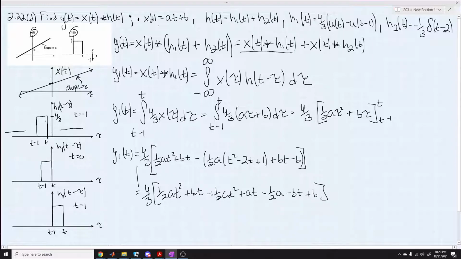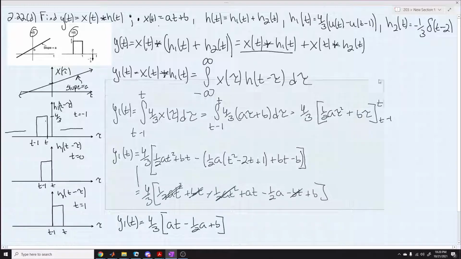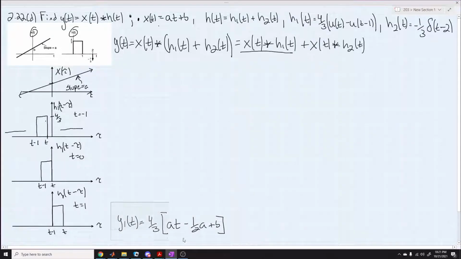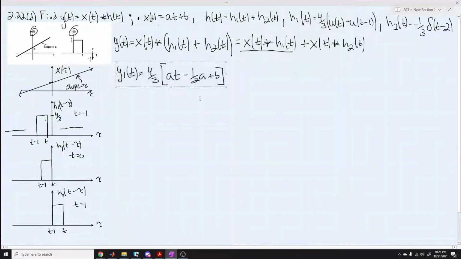And now we can see what cancels. Well, this is going to go away, and that's going to go away. This is going to go away, and that's going to go away. And what we're left with is that y1 of t is equal to 4/3 at minus 1/2 a plus b. So there's y1. And we can get rid of all of this, and let's put this guy up here. Let's keep it in a pocket.